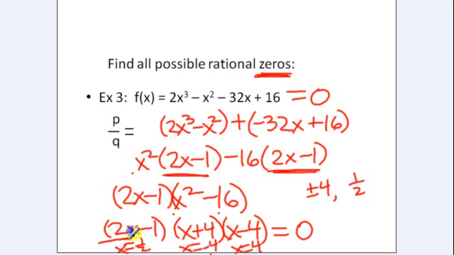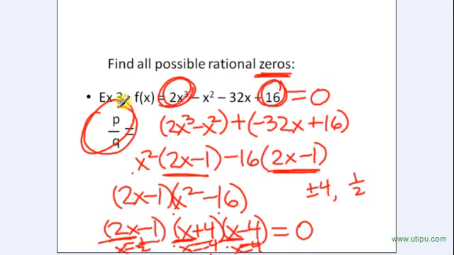If I multiply first times first times first, as I multiply this out, I would get 2x times x times x, and I would get 2x cubed, my first term up here. Last times last times last would give me positive 16, which matches with what I have here. So when we do the rational zero test, the whole p over q, notice what goes on top. Factors of our constant term. Well, those factors end up being represented here, here, and here.